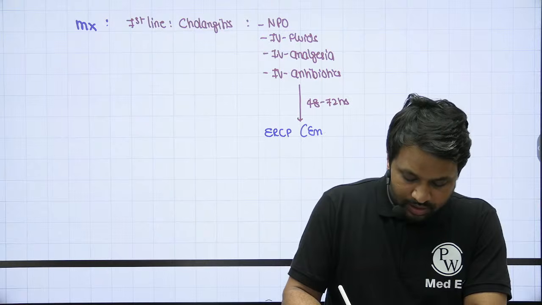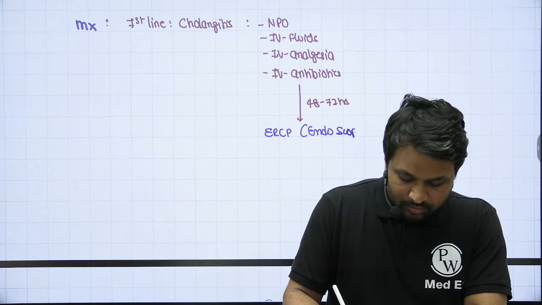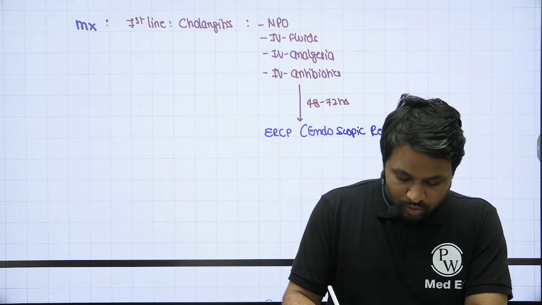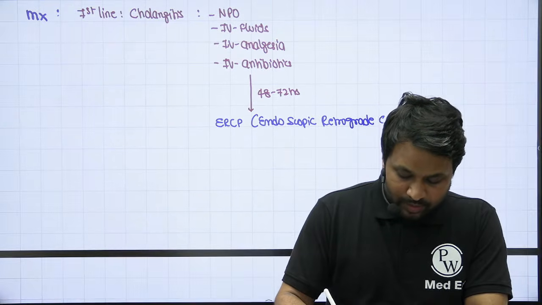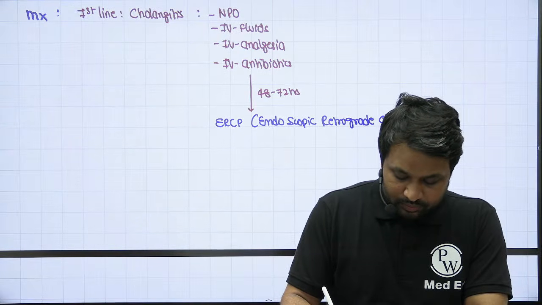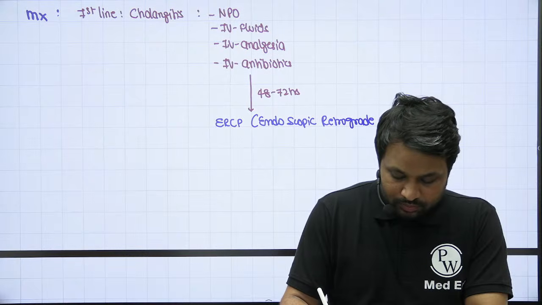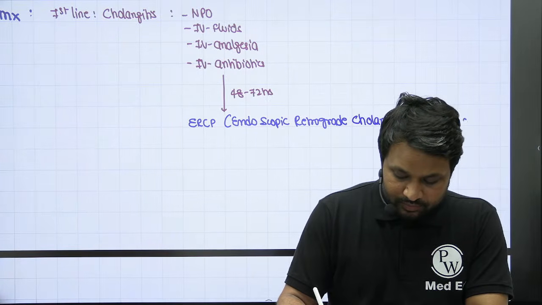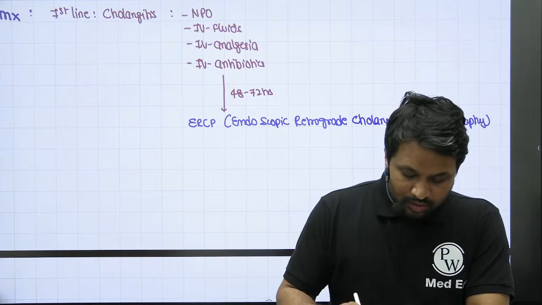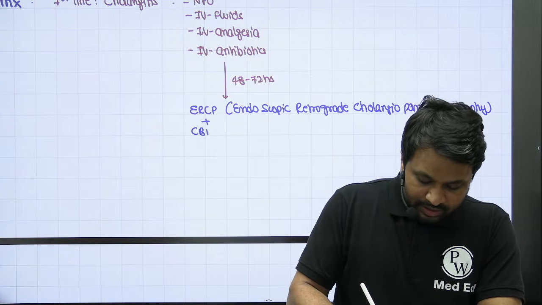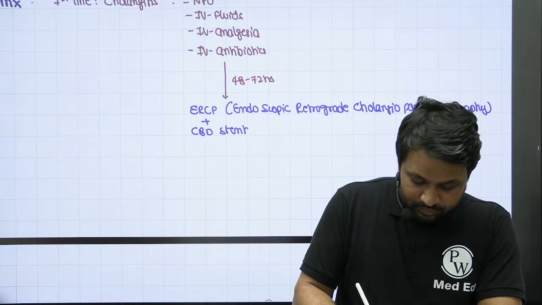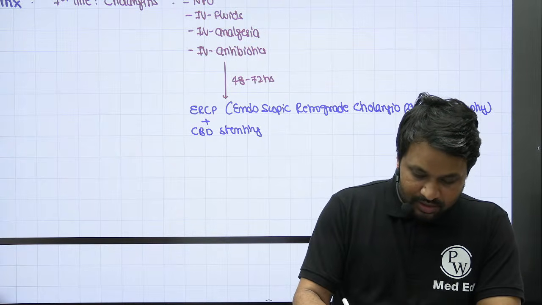ERCP is your endoscopic retrograde cholangiopancreatography. Now this ERCP is to extract the stone. So ERCP with CBD stenting has to be done. If it fails, then lap exploration.